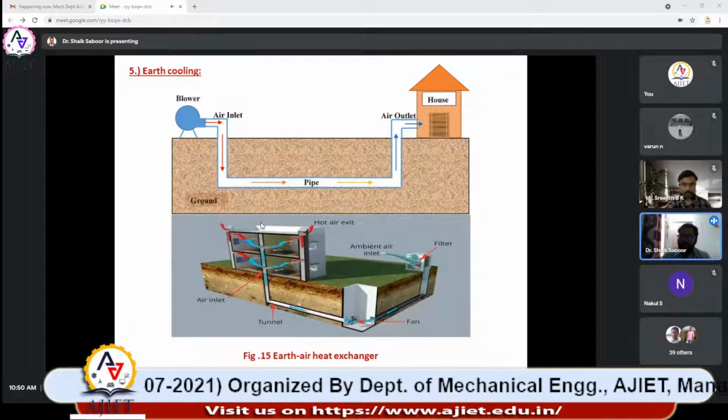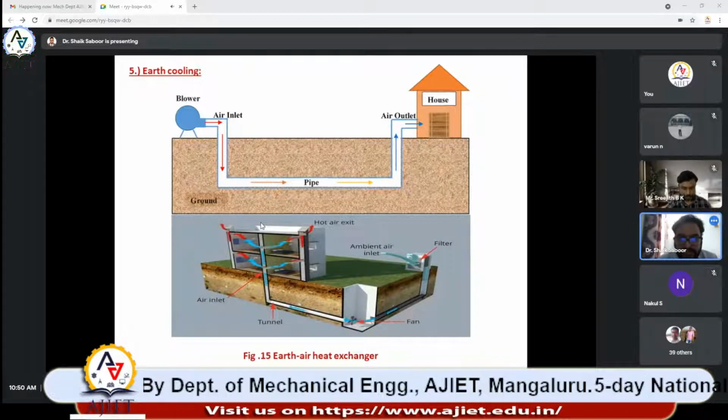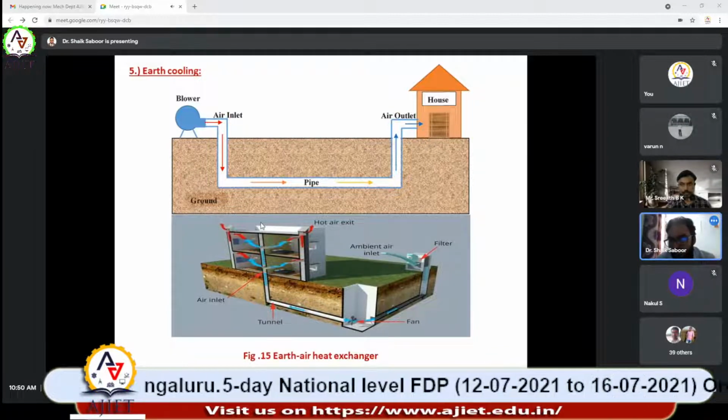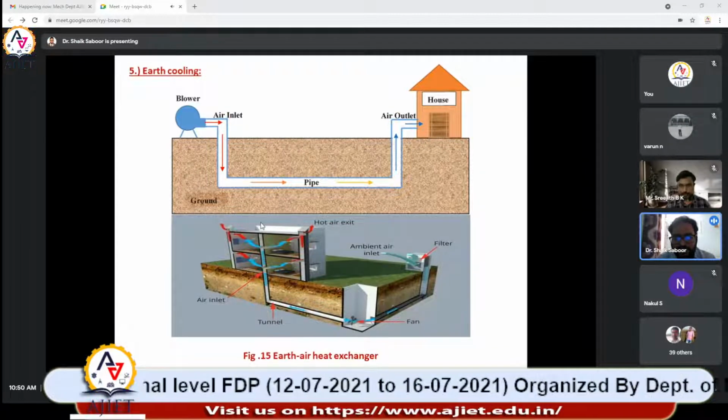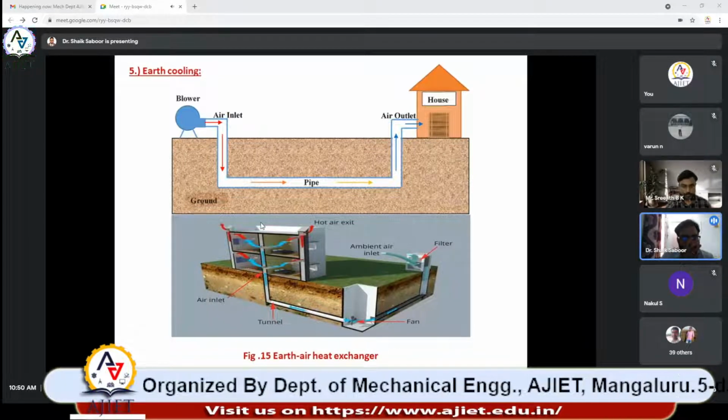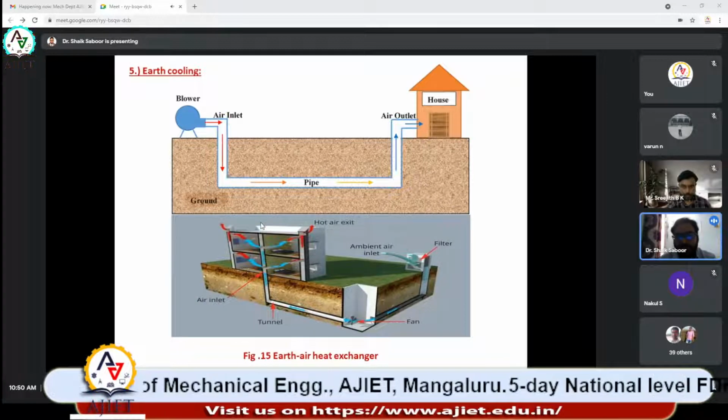Again, we have earth cooling techniques. These are all solar passive techniques. We are not using any kind of energy here. Are we spending any energy for maintaining the cooling? No, we are not spending. That's why we are calling it solar passive. So another technique we have is earth cooling.